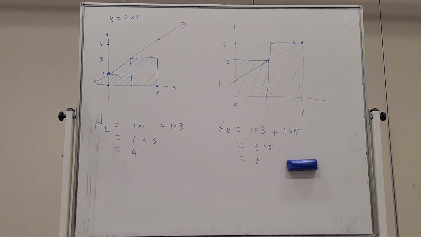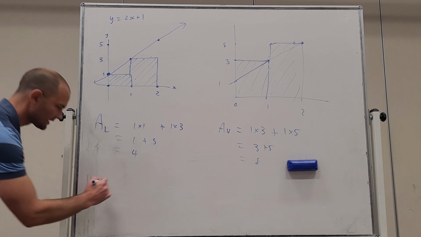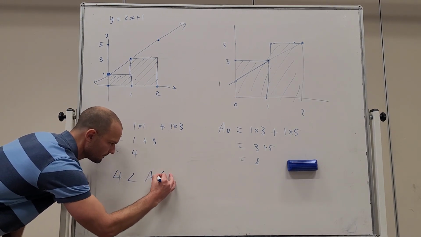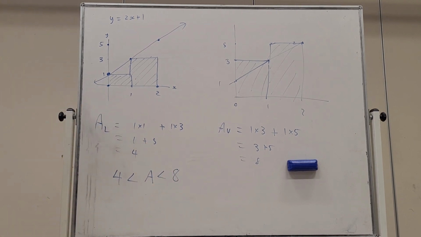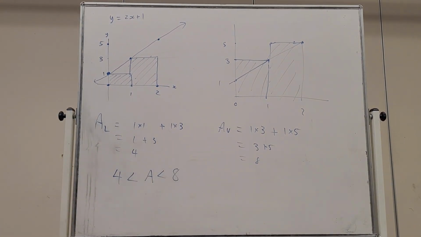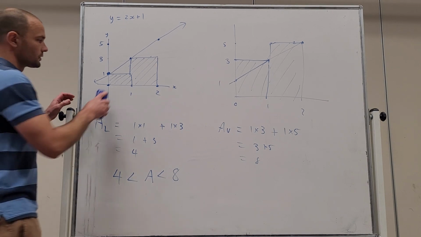So we have a lower estimate of 4 and we have an upper estimate of 8. So what this means is we can make a statement about the area. The area lies somewhere between 4 and 8.